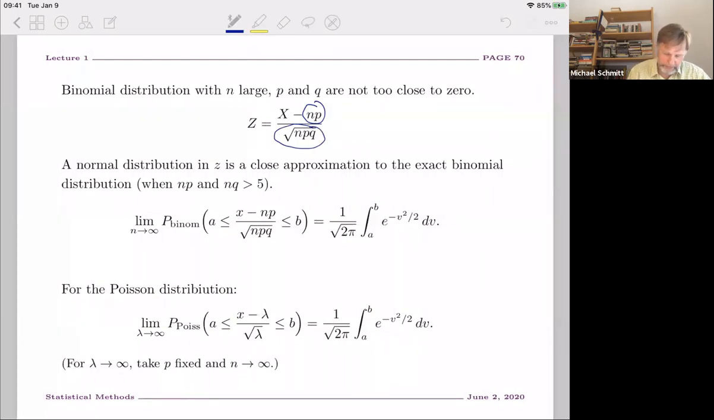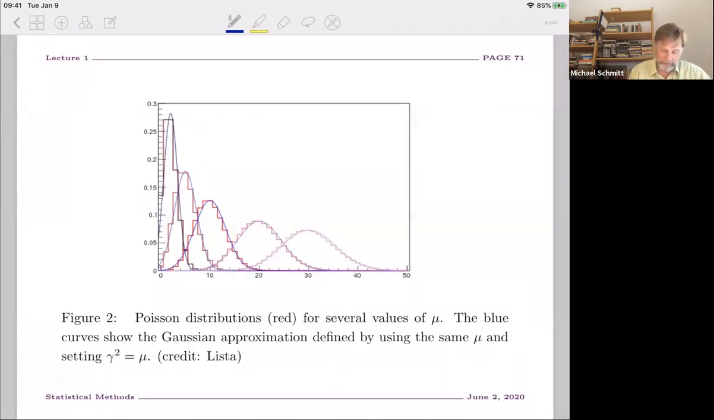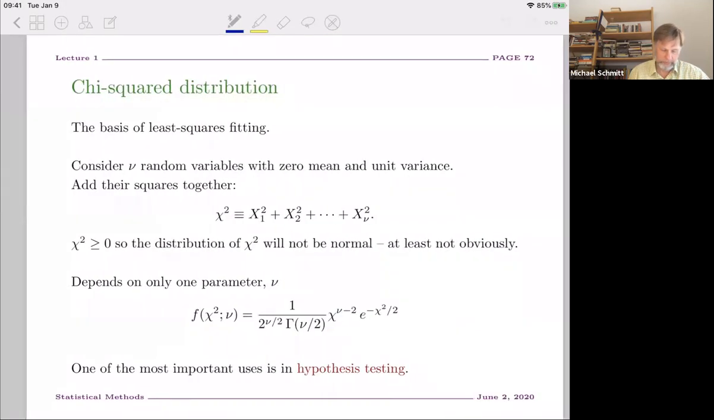Or here's a Poisson distribution. What is the probability to get x in the range between A and B, where this is the mean and this is the standard deviation? You can relate these things to the Gaussian as an approximation, true only in the limit, and it turns out that it works very well. So here's the Poisson distribution for several values of mu. The blue lines are the Gaussian approximation. You can see once you get mu greater than about 10, the Gaussian approximation looks very good.